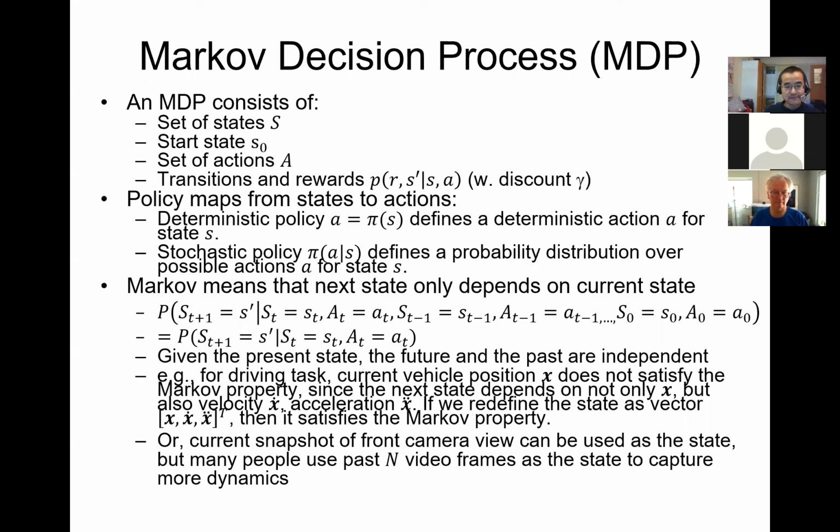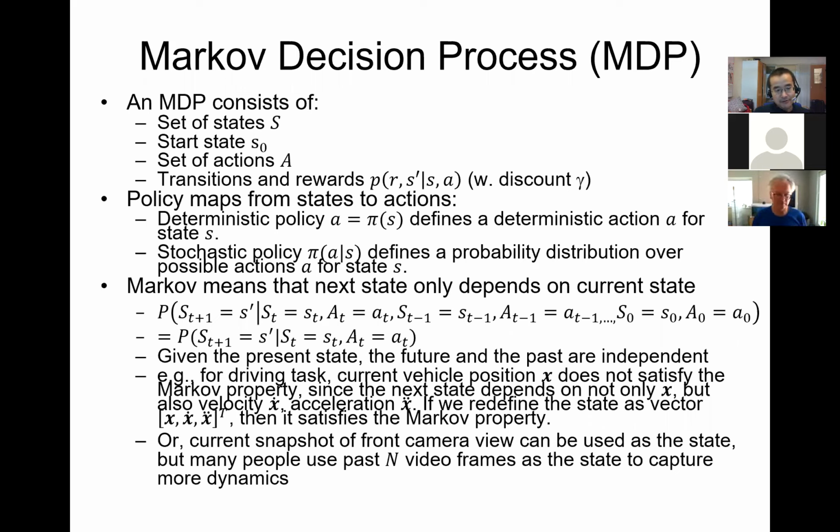For example, for a driving task, the current vehicle position X does not satisfy the Markov property, since the next state depends on not only X, but also velocity, acceleration, possibly more terms. But if we redefine the state as a vector of position, velocity, and acceleration, then it satisfies the Markov property. So it all depends on how you define your state.